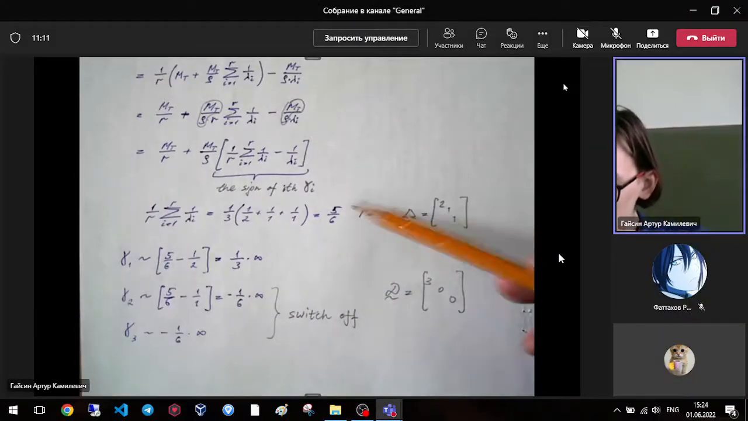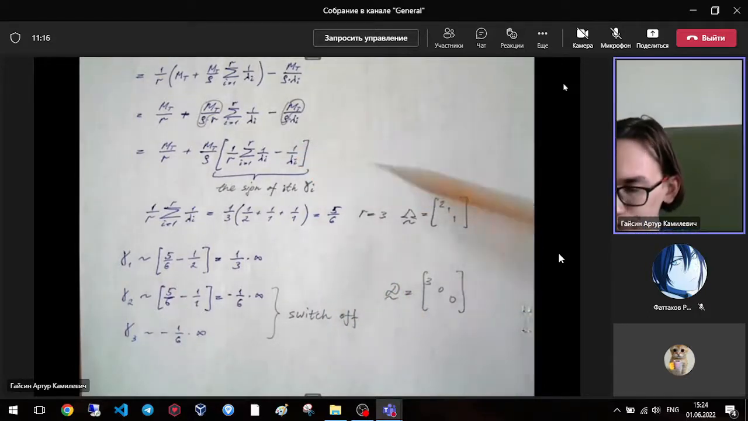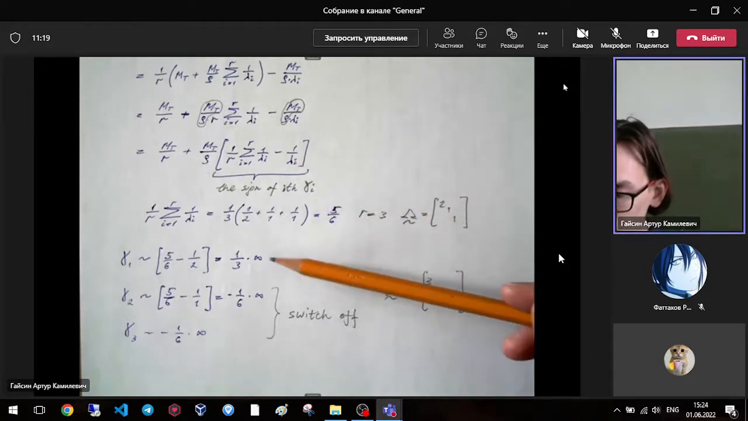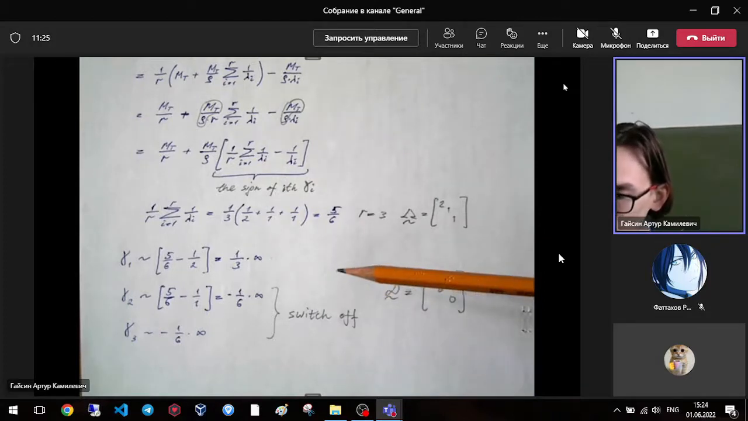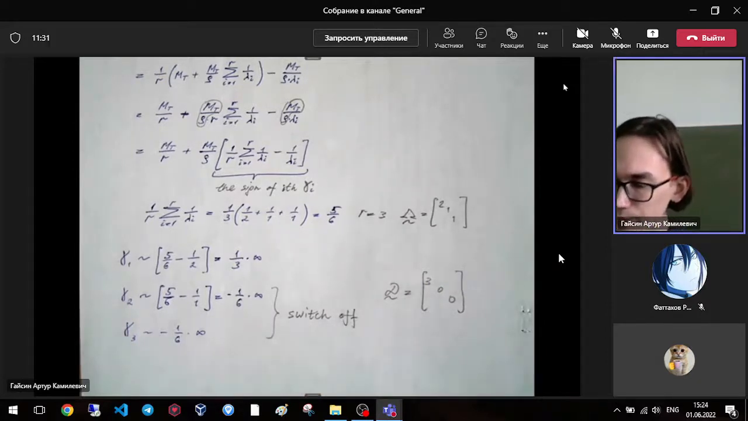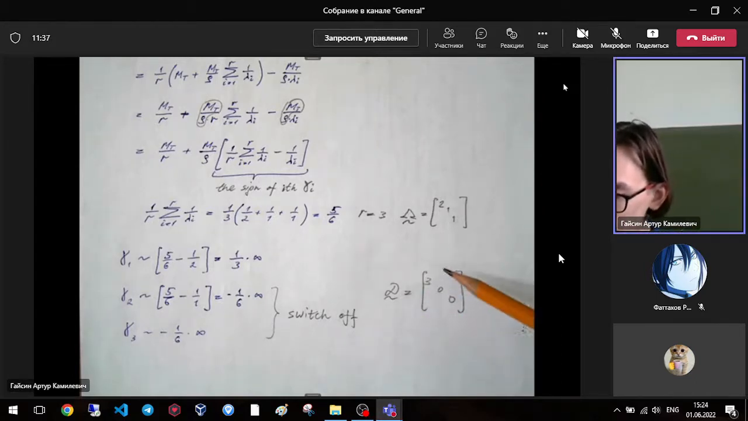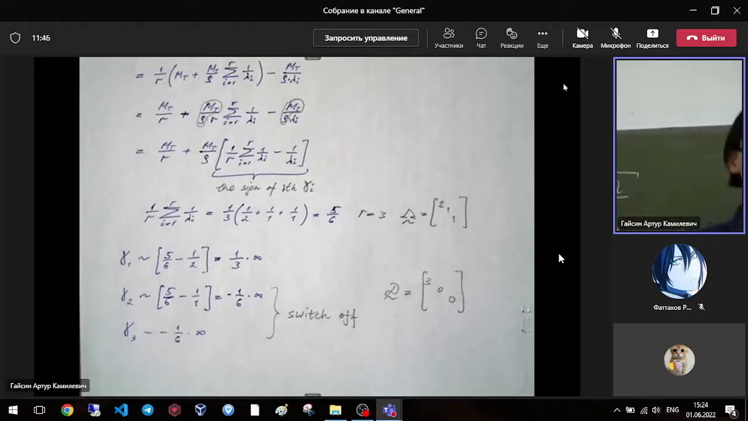And gamma 3. So we put 5 divided by 6 and minus this part, 1 divided by eigenvalue. And we can see that only the first gamma has positive value, and these two are negative. So we switch off them, and we have this power allocation scheme, which is equal to only one value in the first position, and it is equal to 3 in this case.